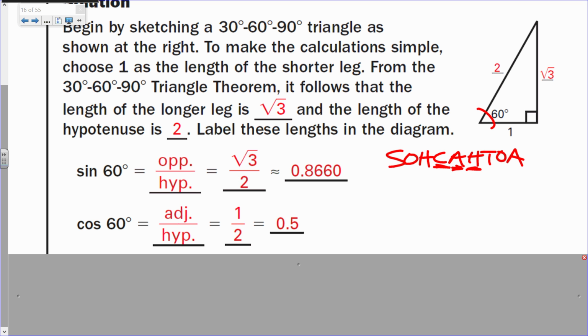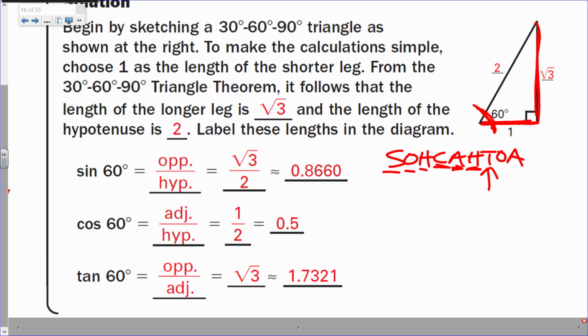This memory device helps me figure out the ratios. The last ratio is the tangent. Tangent is opposite over adjacent. The opposite of 60 is rad 3, and the adjacent, the one that's touching 60, is 1. So it's rad 3 over 1, and that's exactly what we have. Rad 3 over 1, which is just rad 3. It's approximately 1.7321.